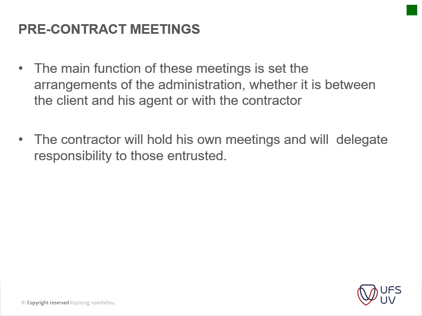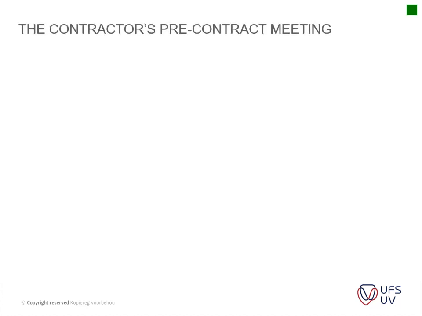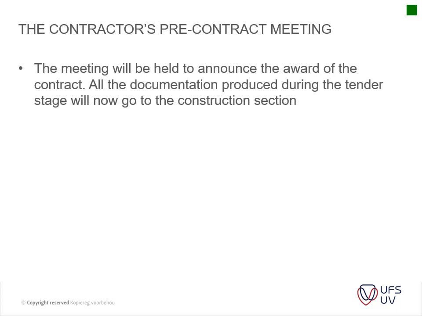Then the pre-contract meetings. The main function of these meetings is to set the arrangements of the administration, whether it is between the client and his agents or with the contractor. The contractor will hold his own meetings and will delegate responsibility to those entrusted to it. Okay, then we get to the contractor pre-contract meeting. Usually there's a bit of an announcement and a big do within the construction company if it's a big thing that they've won the tender.